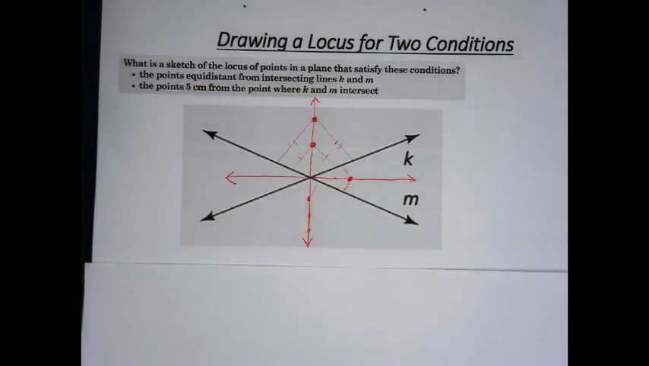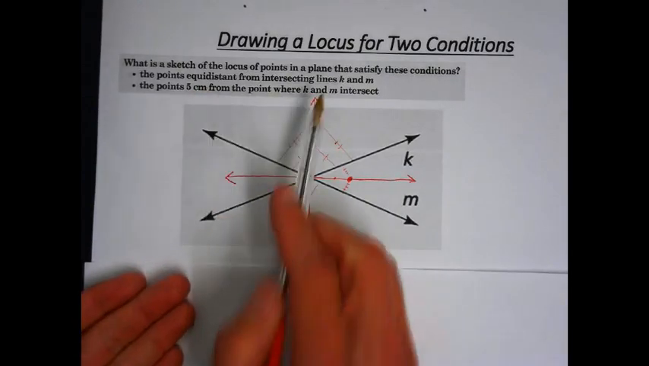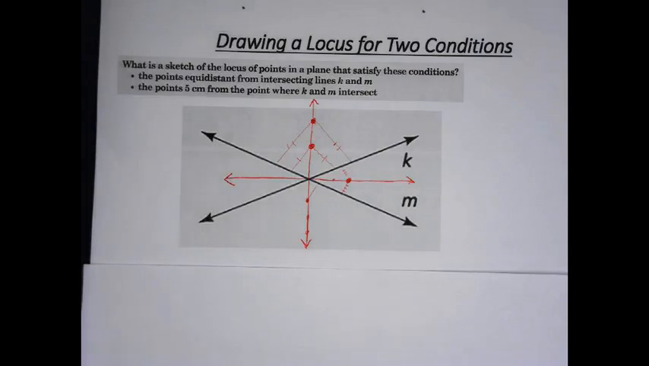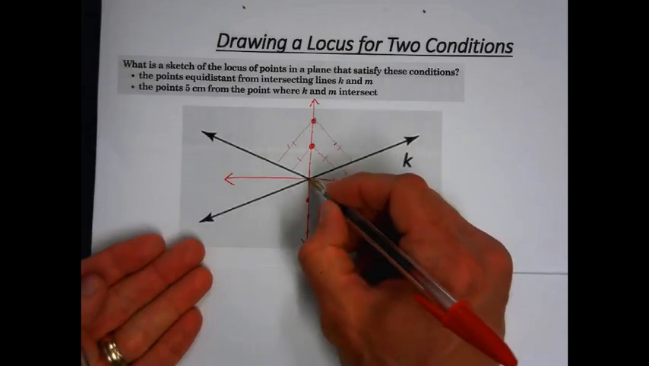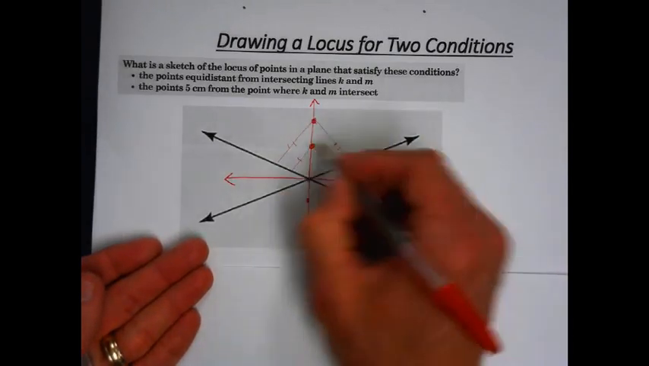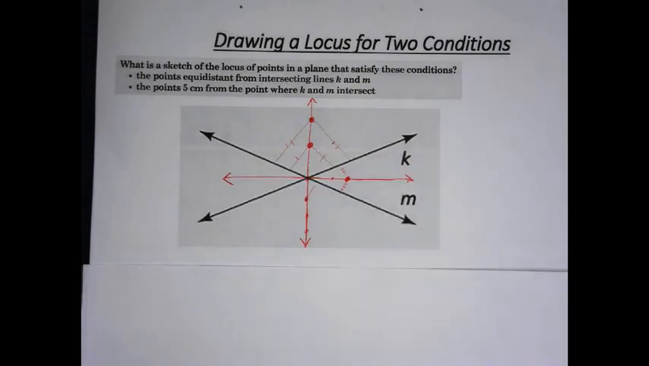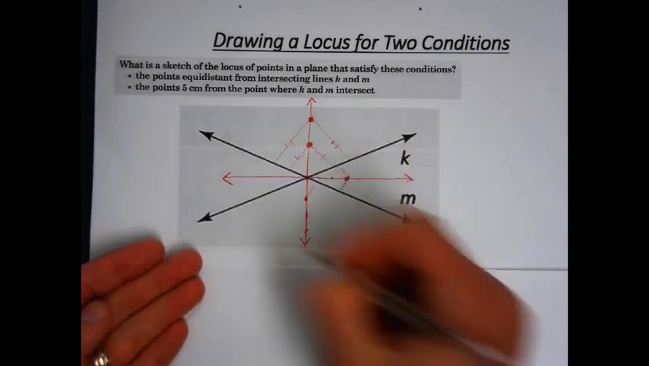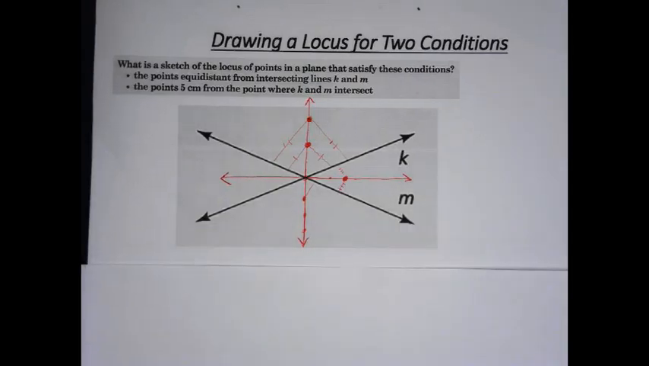But now we have another condition. What about the points 5 centimeters from their intersecting points? Now, we know that the points 5 centimeters from an intersection point is a circle. We should know that from the first video. So all points 5 centimeters from there makes a circle. But remember, this is multiple conditions. Both conditions must be satisfied. So can we draw a circle? Yes, we can. But will it emphasize the point that we're looking for where both conditions are met? No.